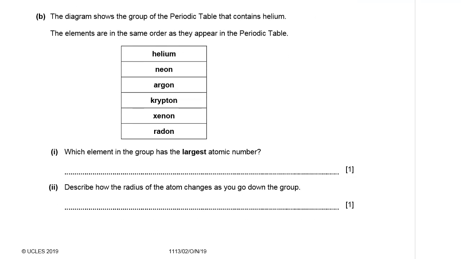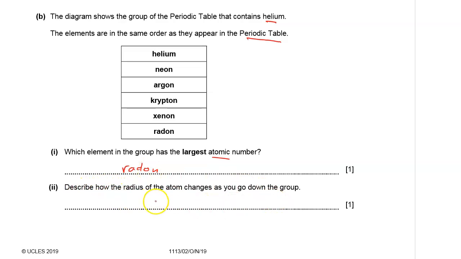Let's go to B. The diagram shows the group of the periodic table that contains helium. The elements are in the same order as they appear in the periodic table. We have helium, neon, argon, krypton, xenon, and radon. Which element in the group has the largest atomic number? Of course, the atomic number of elements in a group increases down the group. So radon has the greatest atomic number.